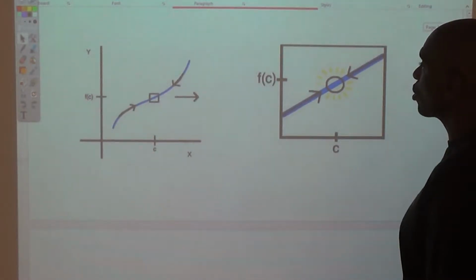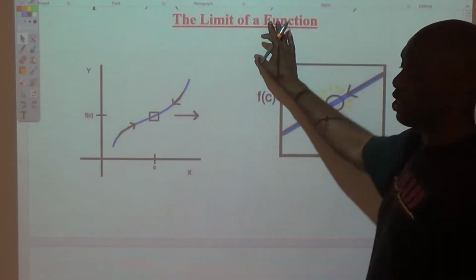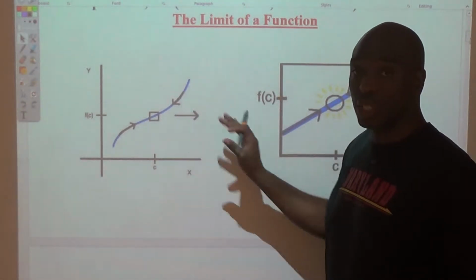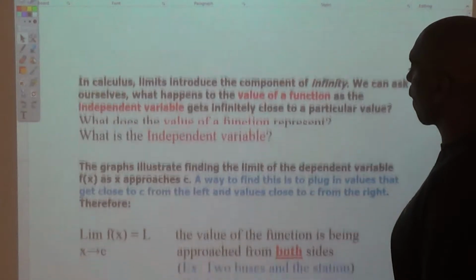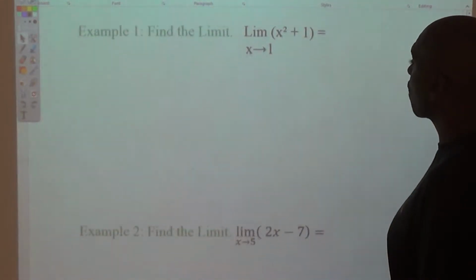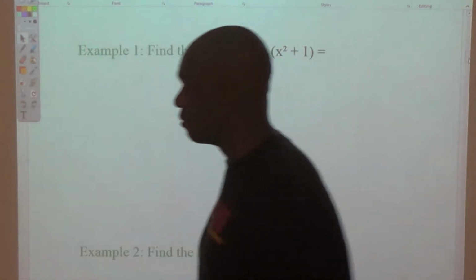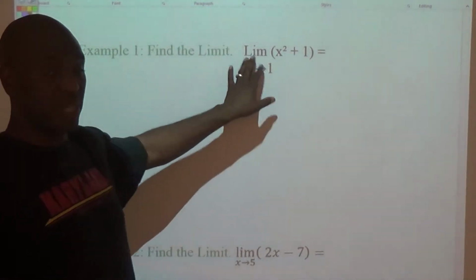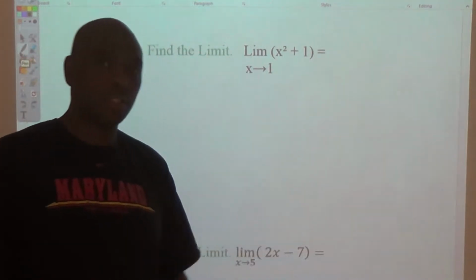First, we have the limit of a function, two graphs here, that explain exactly what's going on in terms of finding the limit of a function. And then we have example 1. Let's look at our examples. Find the limit as x approaches 1 of x squared plus 1.